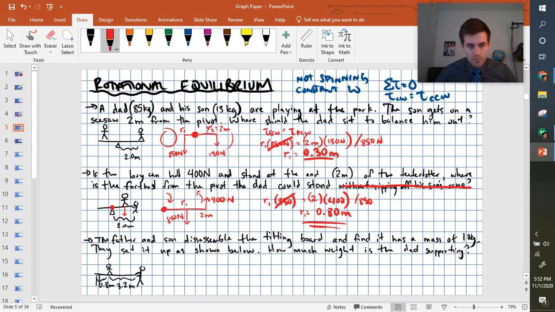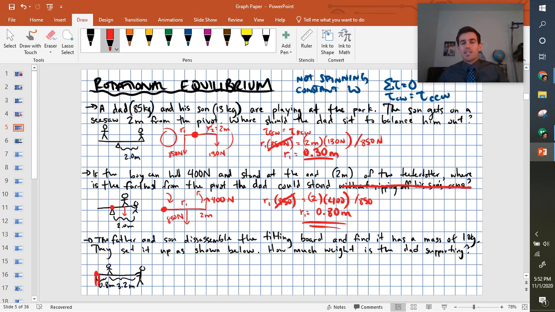Okay, next problem. Father and the son are up to no good now. They've disassembled the tilting board, and they've pulled it off, and they weighed it somehow and found out that it had a mass of 10 kilograms. Then they set it up so that it's on this little support column, and the son wants to do the same thing that the dad got to do. So the only thing that's different is now it's 4 meters long because it's from end to end. It's no longer pivoting right in the middle. But that's going to change a couple things.